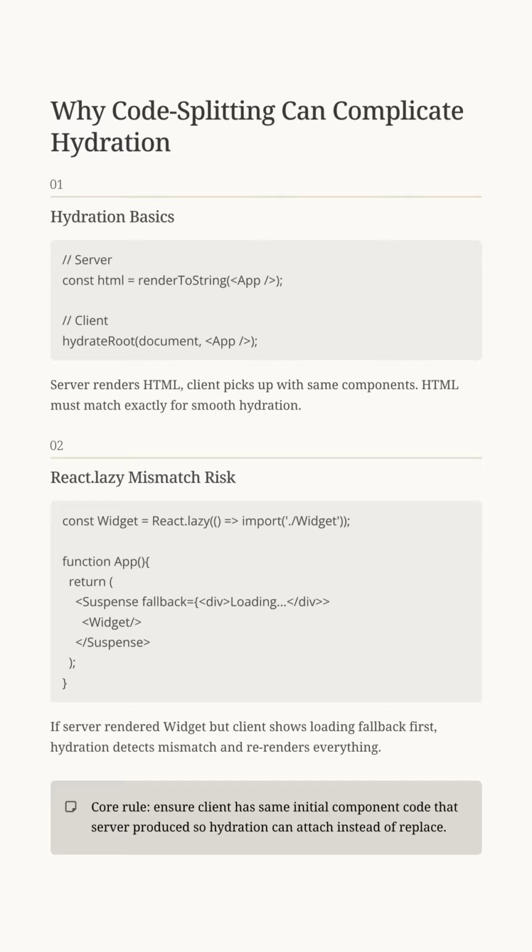Modern approaches help. React 18 supports streaming server rendering and suspense boundaries on the server, so the server can stream fallbacks and the final widget markup in the correct order. Or, server-aware code-splitting tools can record which JS chunks were used during SSR and ensure the client preloads them before hydrating. The practical rule is to make sure the client has the same initial component code and chunks that the server used, otherwise hydration will replace rather than attach.